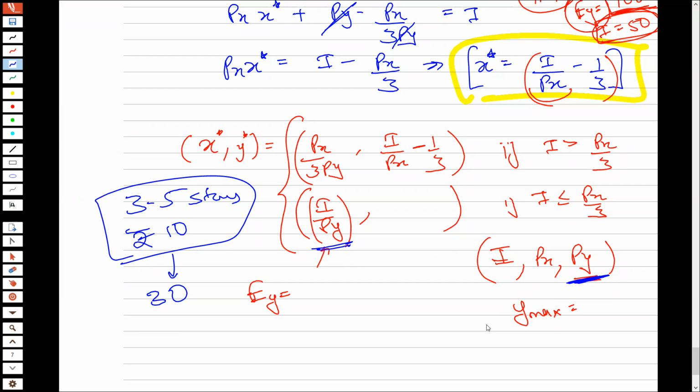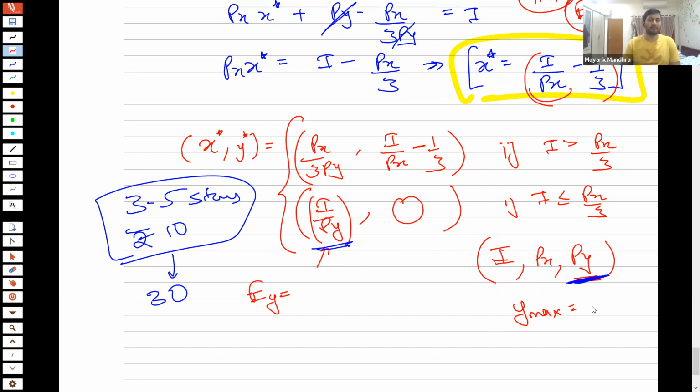So we are spending everything on good Y, so nothing we will be spending on X. Very good. So what is the amount of good X that you consume? 0x. Very good. That's what I'm looking for. So when you're consuming Y max, you're basically spending everything on good Y, so nothing is left for good X. So X becomes 0.